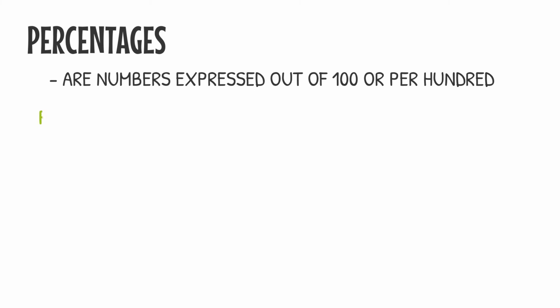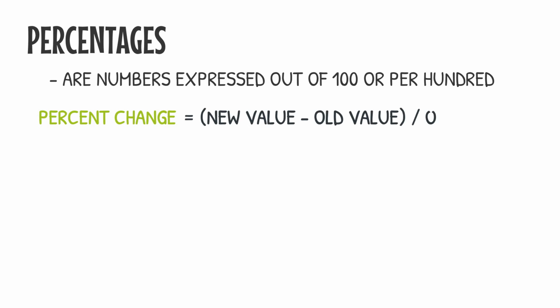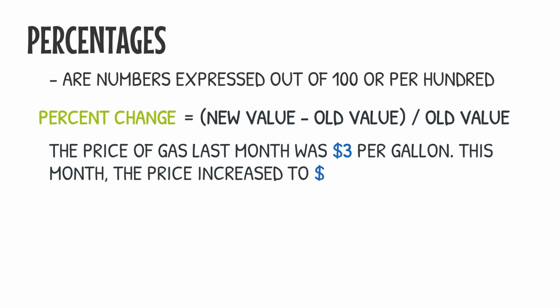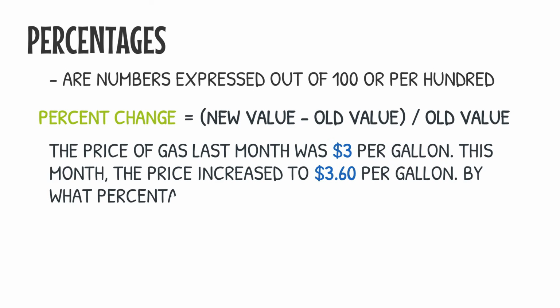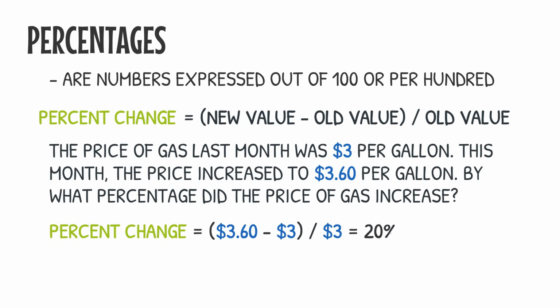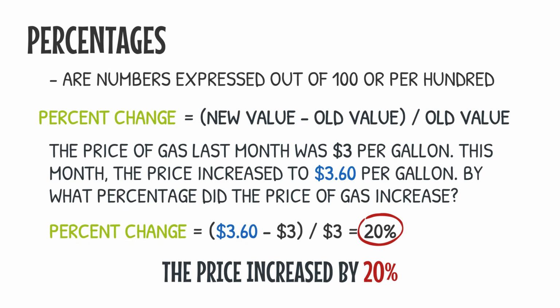You should know the formula for percent change. Percent change equals the new value minus old value divided by the old value. Example, the price of gas last month was $3 per gallon. This month, the price increased to $3.60 per gallon. By what percentage did the price of gas increase? Percent change equals $3.60 minus $3 divided by $3, which equals 20%. The price increased by 20%.